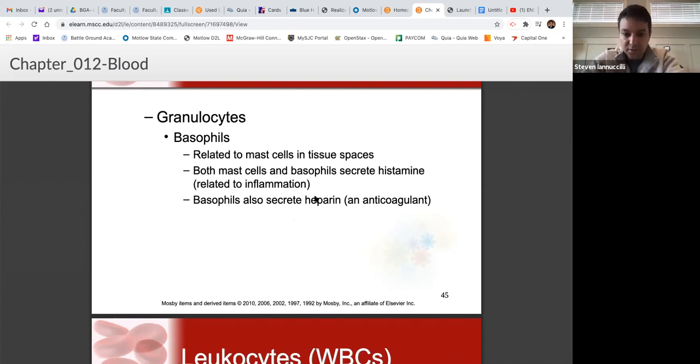They also secrete a chemical called heparin, which is an anticoagulant. Okay, we can actually give heparin to patients so that their blood does not clot, right? There are times we don't want blood to clot in patients and we can give them heparin, but basophils are also going to secrete heparin as an anticoagulant. Why do you want that?